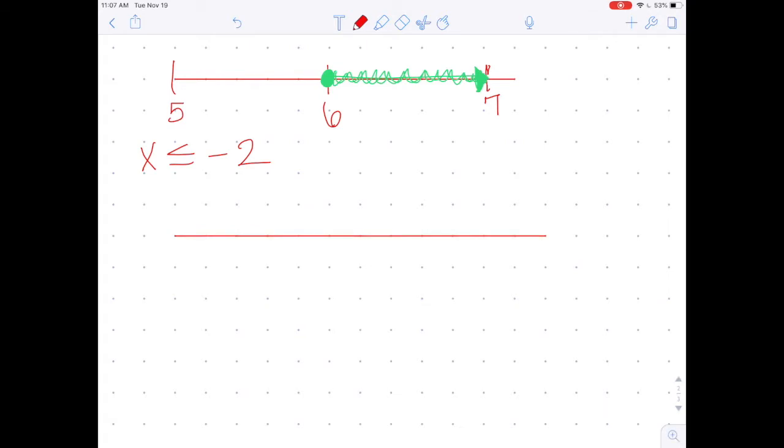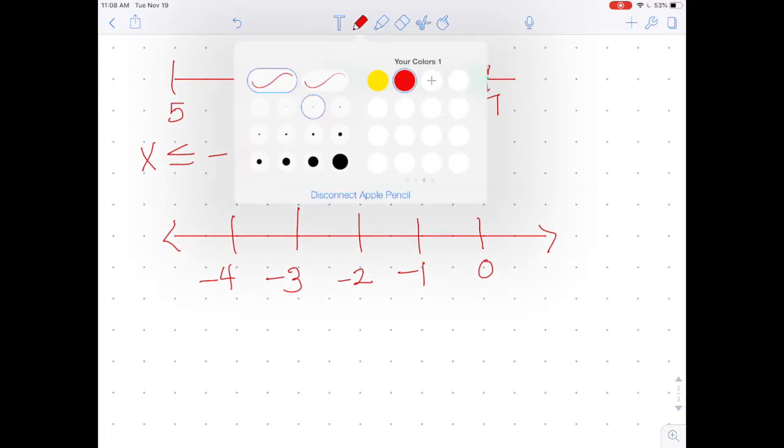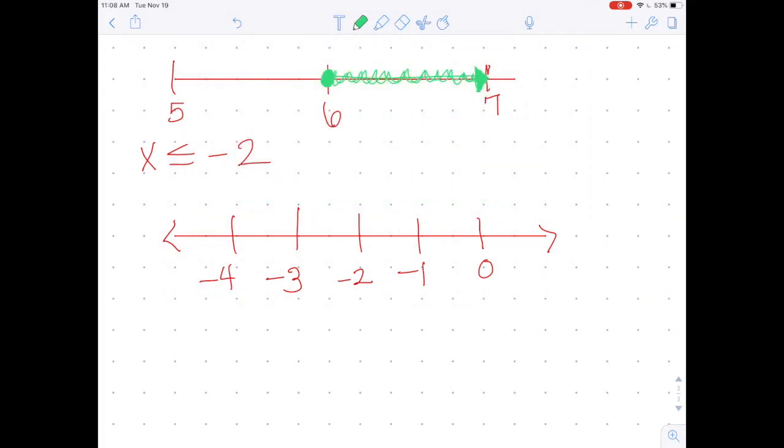So we're going to make this 0, -1, -2, -3, -4, and it keeps going. Okay, so I need -2, so I'm going to put a circle on -2. Now, this is less than or equal to. Since it has that equal to sign, I can color the circle in.